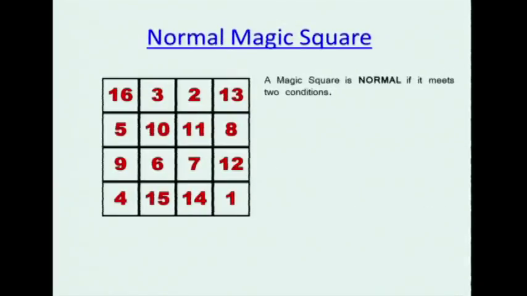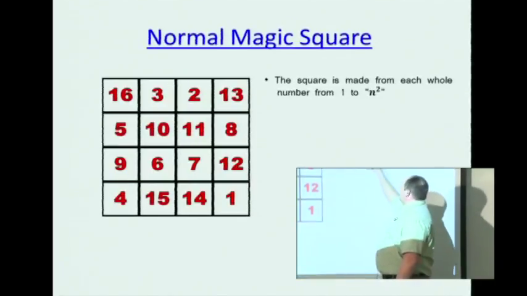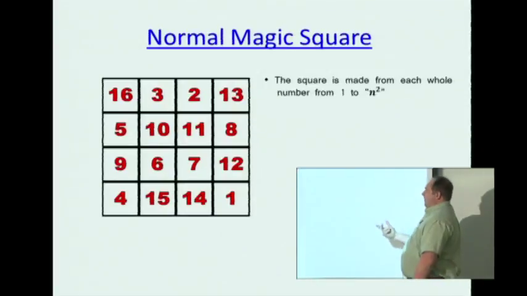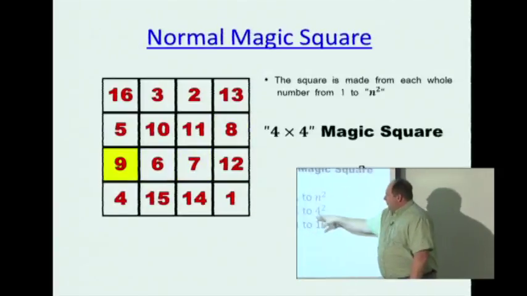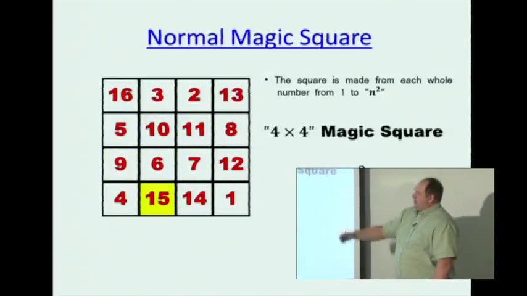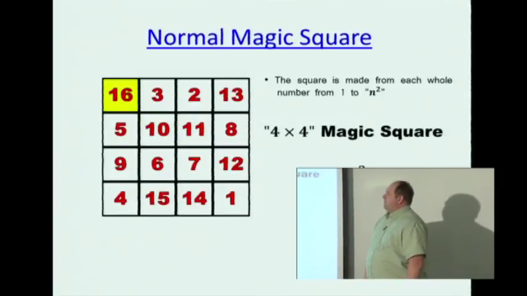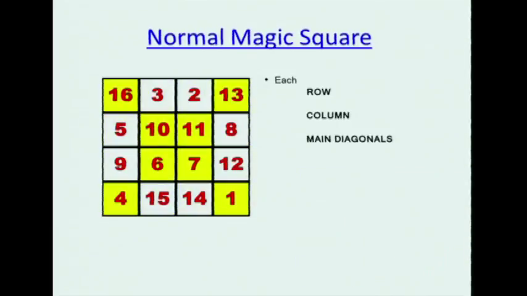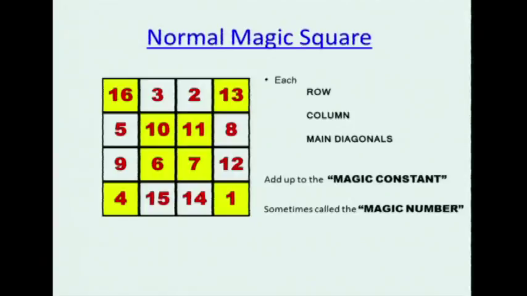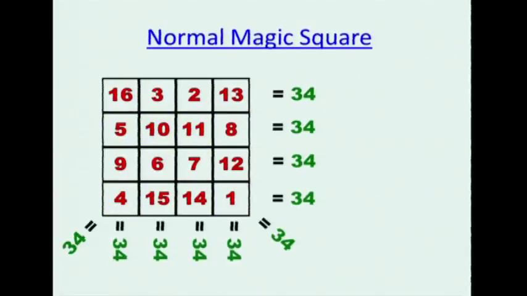It's called normal if it meets two conditions. The first condition is that if you think of the number 1 as being the first number, and in the 4 by 4, 4 being the n number, then n squared is 16. And 1 to n squared is 1 to 4 squared, which is 1 to 16, and each of the whole numbers from 1 to 16 is used. The second condition is that each row, each column, and the main diagonals all add up to what's called the magic constant. Sometimes we call it the magic number, and that's what I will refer to it as from now on. In this case, that magic number is 34.